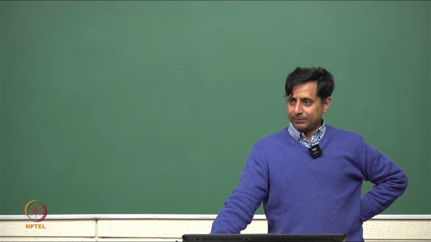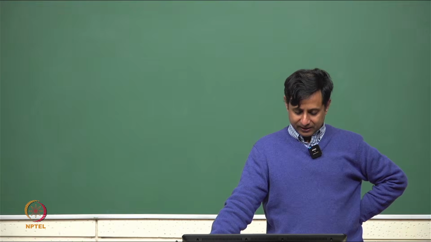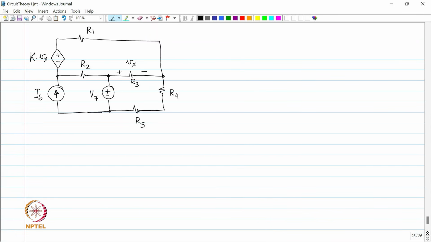So, for example, in this case, how many branches are there? R1, R2, R3, R4, R5, 5 resistors and then 3 sources. So, 8 branches. So, B is equal to 8. Number of meshes is 3. So, B minus n plus 1 is 3.